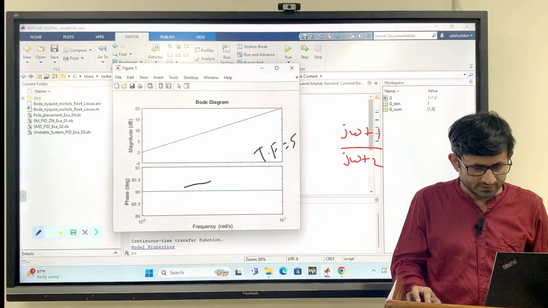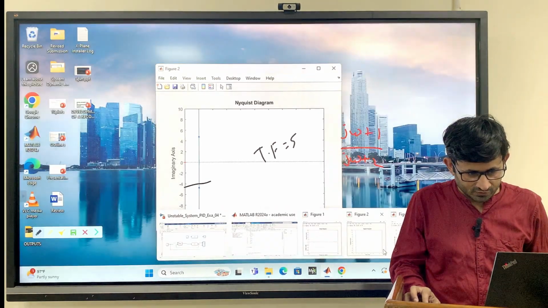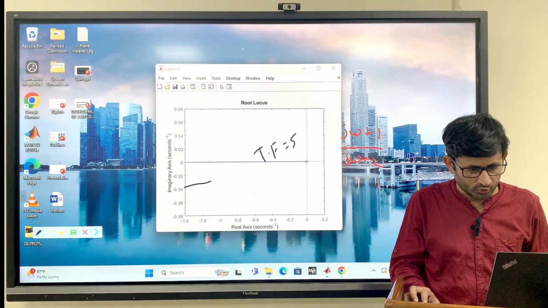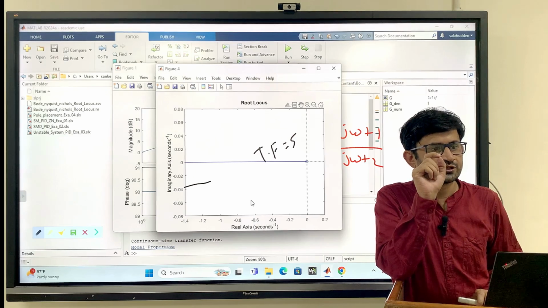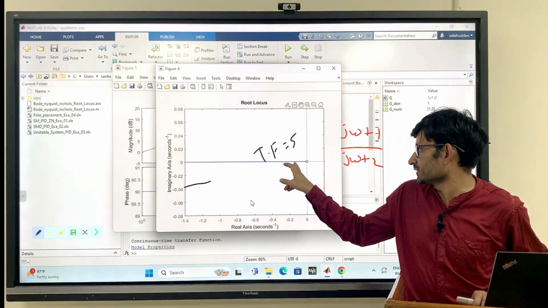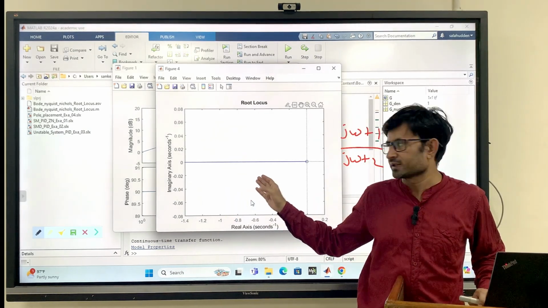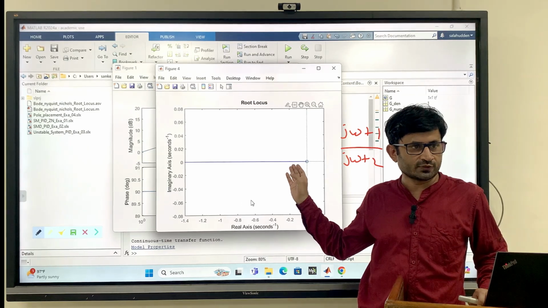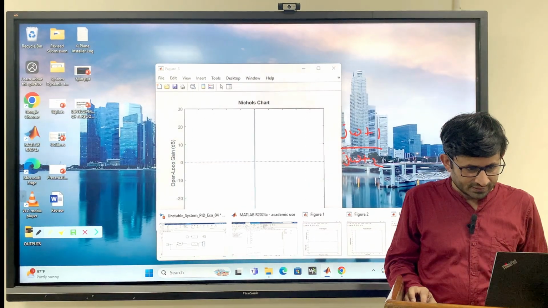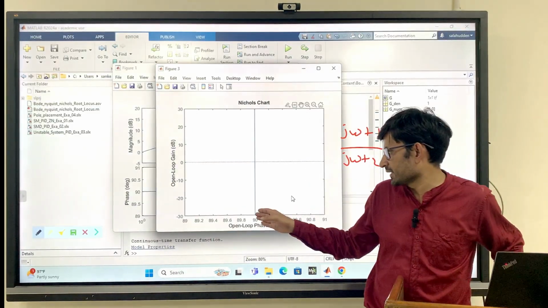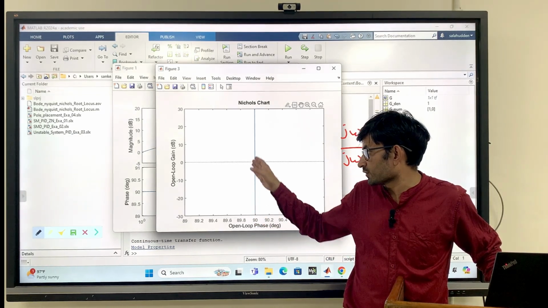Okay, now you will see the root locus. So your root locus is what? You have only one zero at the origin, right? You don't have any pole, so that is why you don't see any cross mark. You just have one zero at the origin. So simple, root locus is also simple. Now in the Nichols chart, we have already seen the phase is plus 90 for all frequencies.